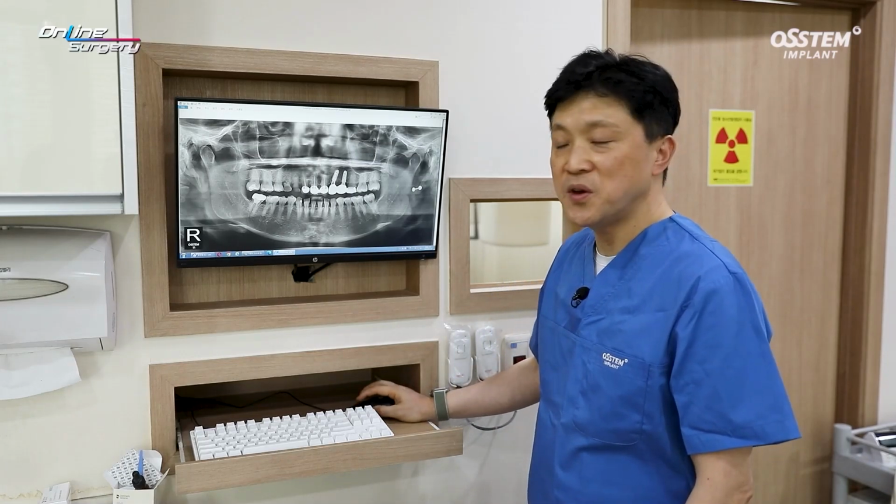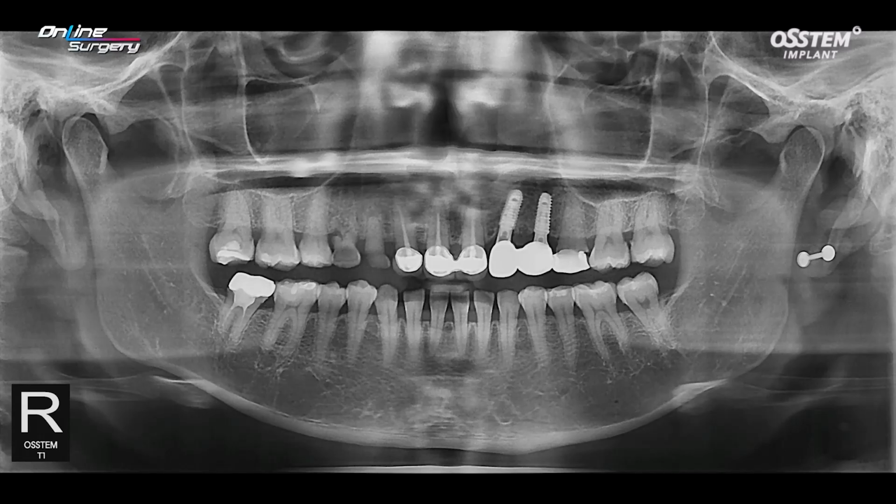Let's look at a live surgical case. Let's look at the x-ray first. In the case of this patient, teeth number 22, 23, 13, and 14 were congenitally missing. For number 22 and 23, implants were placed. Today, we're going to address number 13 and 14, which are retained primary teeth.